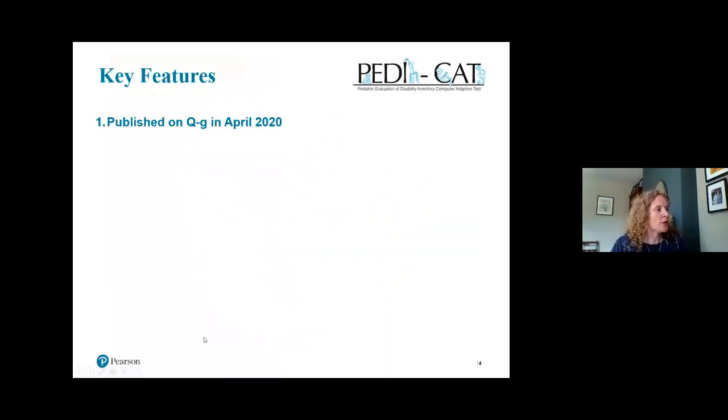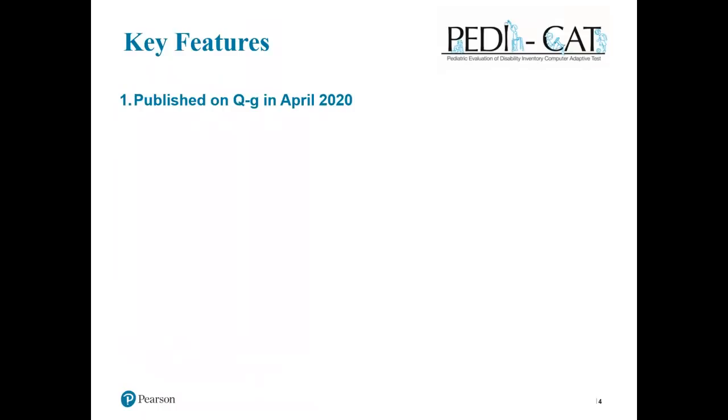Let's give you an overview. What is the PEDI-CAT? It was published on Pearson's QGlobal platform in April 2020. And it's basically a caregiver report. It's a series of questions that you ask a caregiver about an individual that you are looking for more information on. It has diverse coverage, and I'll have another slide that talks a little bit about the diverse coverage of the assessment. And it's computer adaptive.